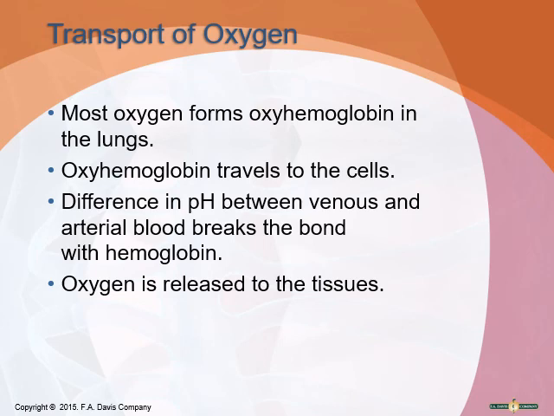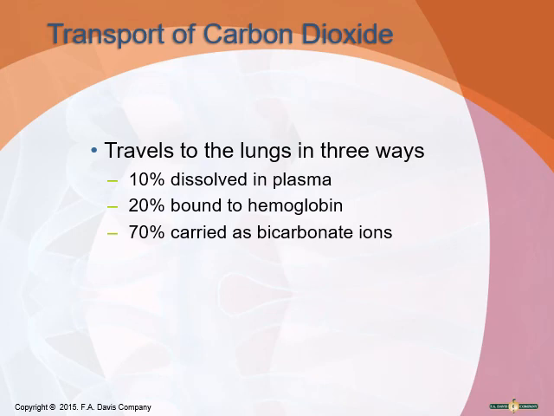So to summarize this, the oxyhemoglobin travels to the tissues, where the difference between the venous and the arterial pH breaks the bond, and the oxygen is released to travel down the pressure gradient into the tissues. The carbon dioxide in the tissue wants to leave. Here's what happens next. Because of the partial pressure of CO2 being higher in the tissue and lower in the veins, the CO2 passes across the membrane and enters the venous blood.